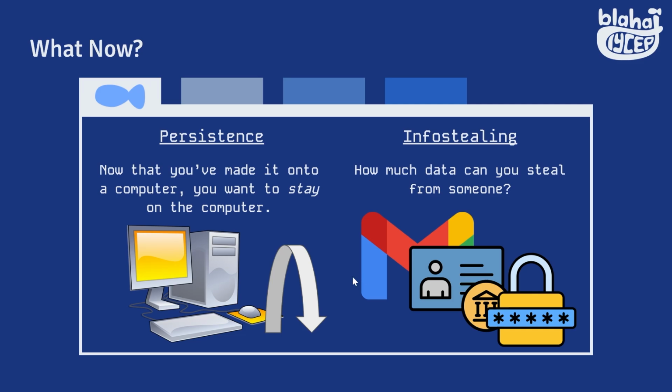Okay. So the two things that we want to look at of importance now are persistence and info stealing. Persistence is the act of staying on the computer, sticking onto the computer. Because you got the guy to run your virus, awesome, but if the virus is just going to get deleted or it's not going to run again, that's not great. If you have a remote access Trojan, you want to be able to remotely access the person's computer from time to time, so it has to persist on the computer. Then info stealing: how much data can you steal from someone?